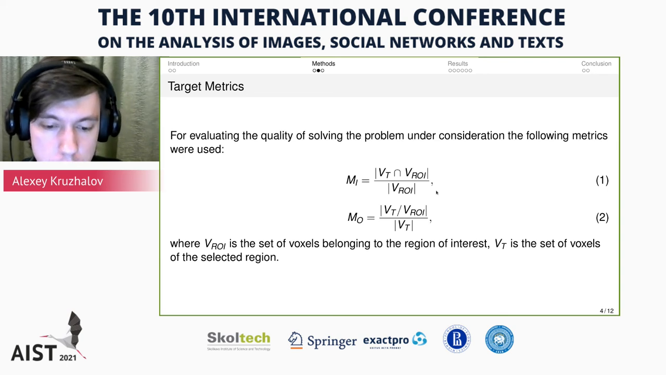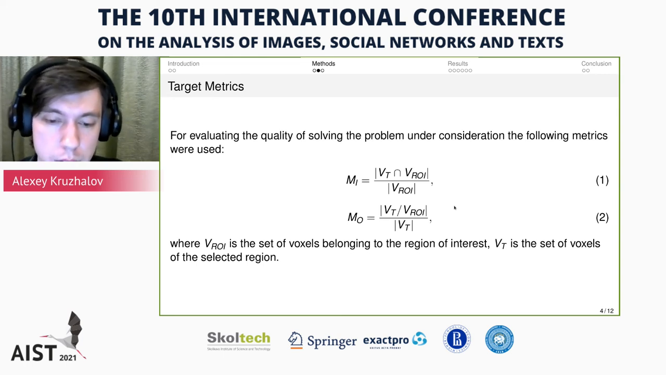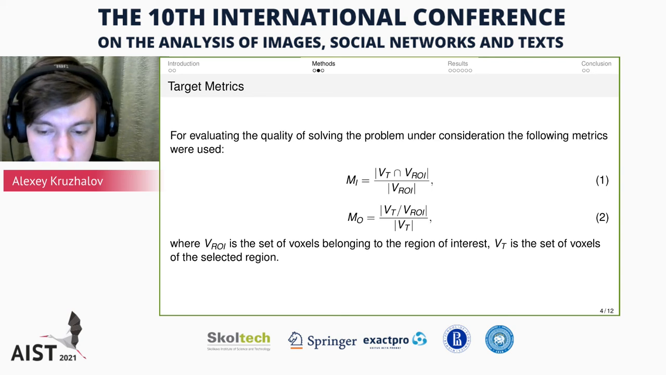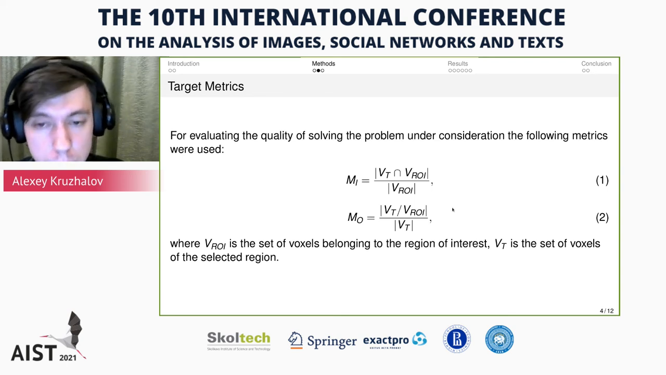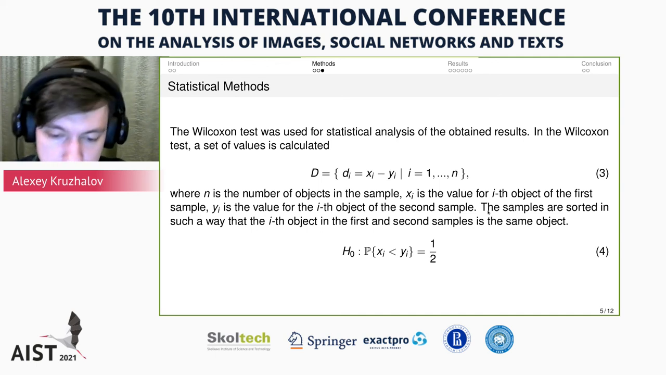In addition to maximizing the intersection, we are interested in ensuring that the selected area covers the minimum number of voxels unrelated to vessels. So we have no way to directly calculate the number of false positives since we do not have a segmentation mask for the vascular network. However, we can estimate the volume of the selected area without the area of interest. It is the second equation presented on this slide.